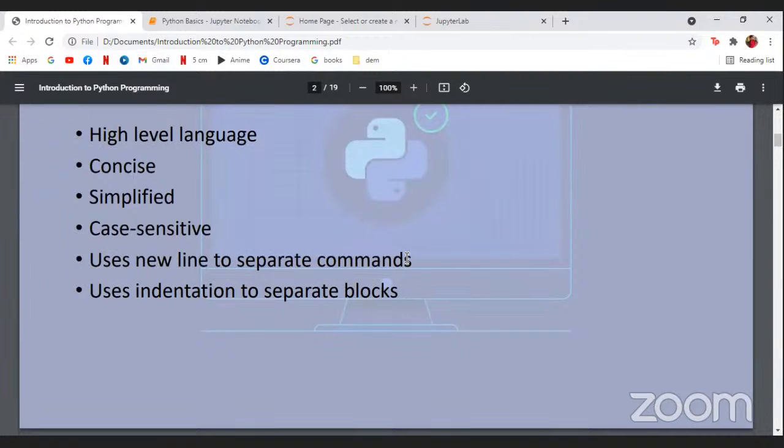So if y'all are familiar with other programming languages, you will know that usually we use a semicolon to separate commands, and you can write multiple commands in one line just by putting semicolons in between them. But that won't work in Python because Python uses a new line to separate commands, and it uses indentation to separate blocks. So for example, if you write a loop or a conditional statement, you'll have to use indentation, that is a gap or a space, to convey what lies in one block. And if you remove that space, you'll be moving outside the block.